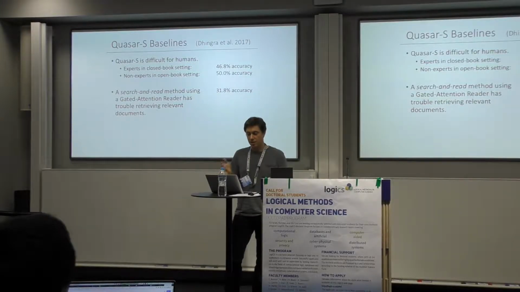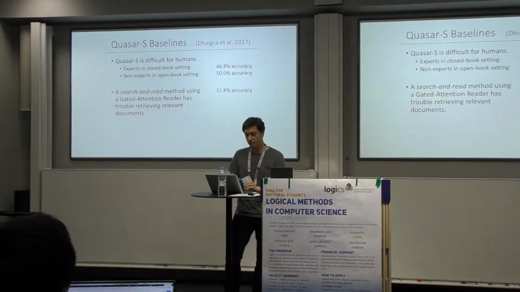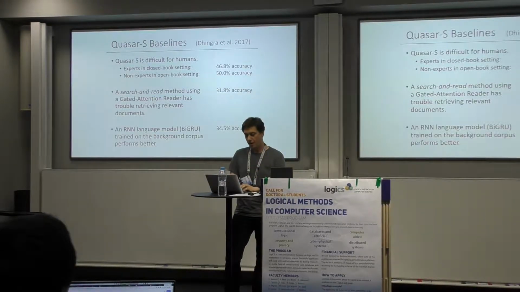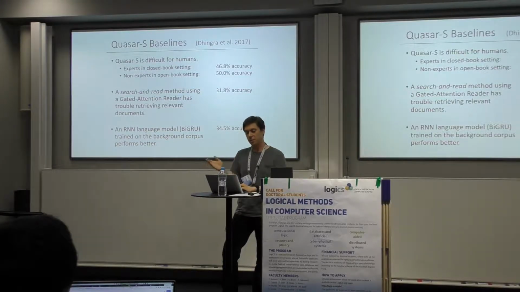Some baselines that have been run include a search and read method, meaning you look in the corpus. You have a module that searches through the corpus for a document that could contain the answer, and then a separate reading module that tries to extract the answer. That doesn't perform well, and I can talk a little bit more about why not later. And finally, a simple RNN language model trained on the background corpus and then used to predict the answer on the questions does a little bit better, 34% accuracy.